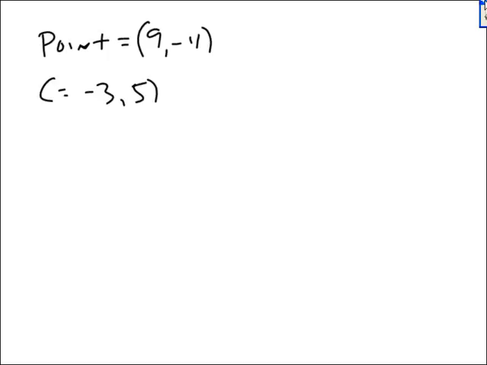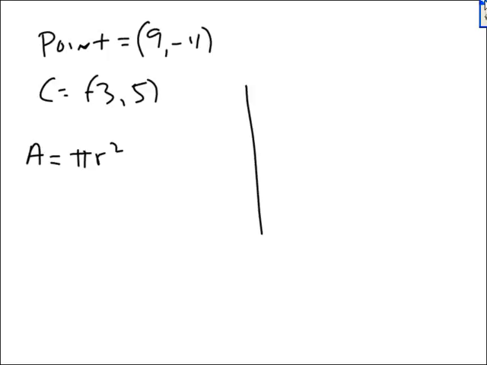Suppose you want to find the area of a circle that contains the point (9, -4), and the center is (-3, 5). Suppose you want to find the area. Well, the area of every circle is pi times the radius squared. Well, pi is pi. We need to find the radius.